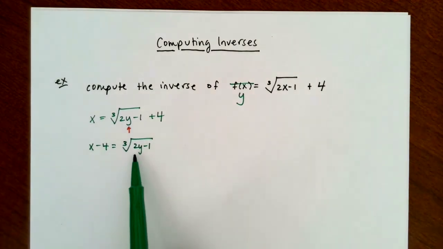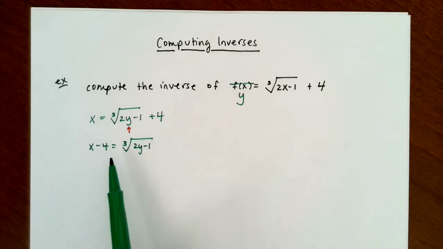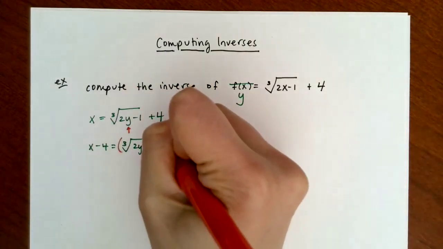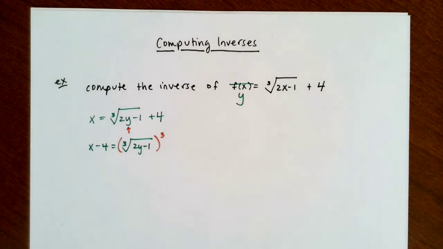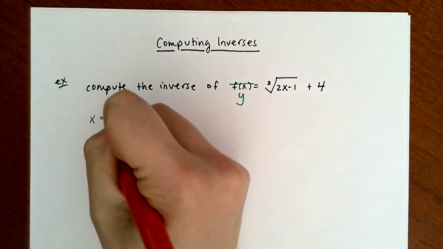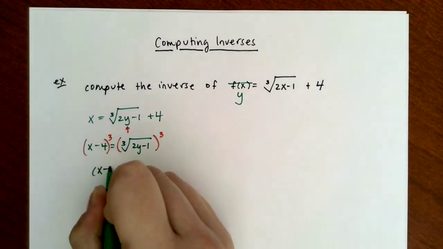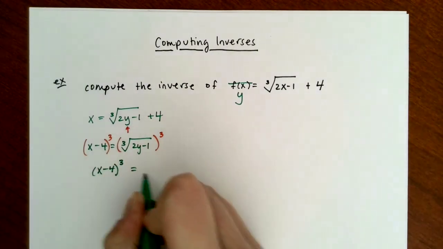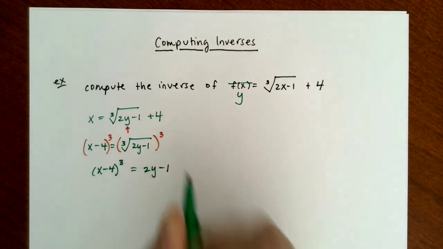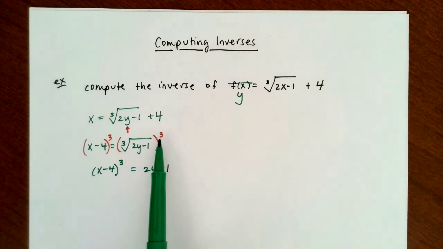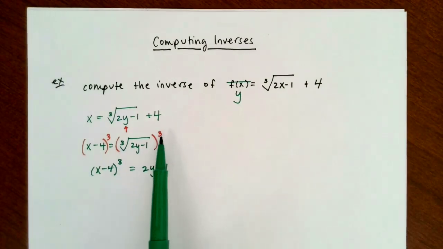Now that the cube root is alone on the right-hand side, I can undo it by cubing both sides, which is just raising both sides to the third power. And I'm going to write this in for clarity. So the cube root and the third power undo each other. So I'm going to raise both to the third power. On the left side, we have x minus 4 cubed. And on the right, now just the 2y minus 1 is left over because the cube root and the cube canceled the same way that a square root and a squared would cancel.